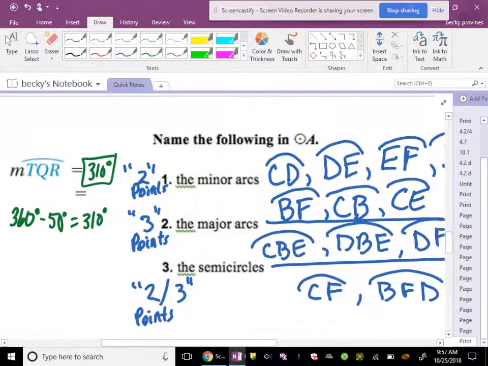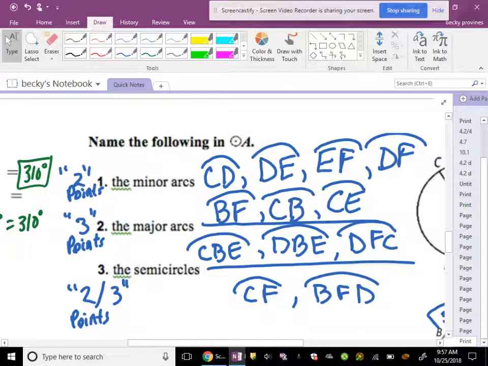Okay. Now, to name minor arcs, you use 2 letters. To name major arcs, you use 3 letters. And for semicircles, you could use 2 or 3, but I usually use 3.